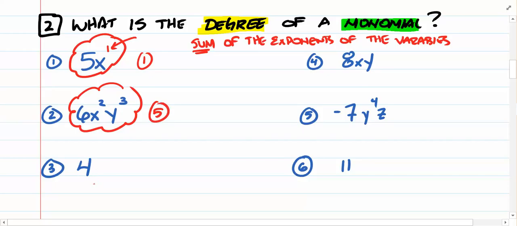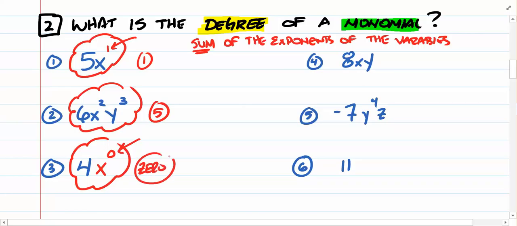The number 4 does not have a variable attached to it. So if I wanted to, I could say this is like 4x to the 0, because anything to the 0 power is worth 1, and I have not changed the value of my original number 4. So therefore, any number that sits by itself has a degree of 0. It's a good thing to know. Take special note of that because I'm going to ask you this one in just a second.